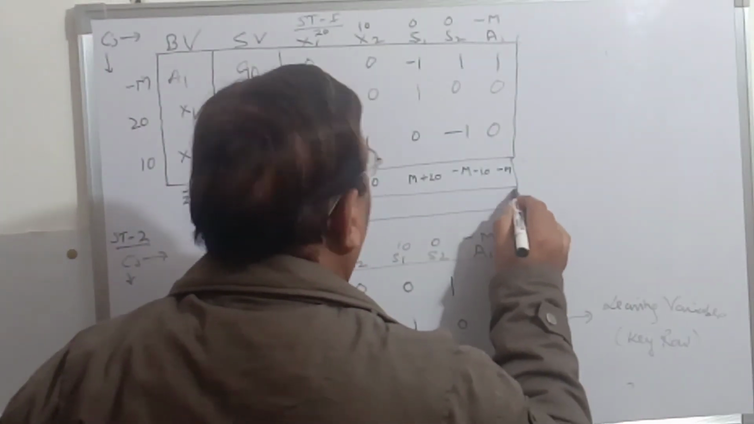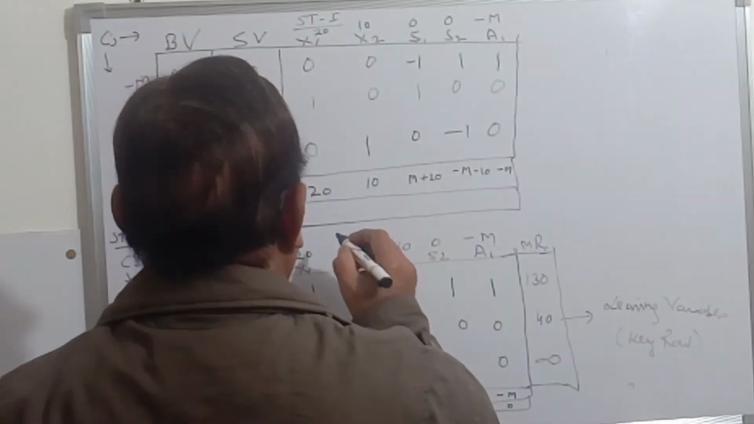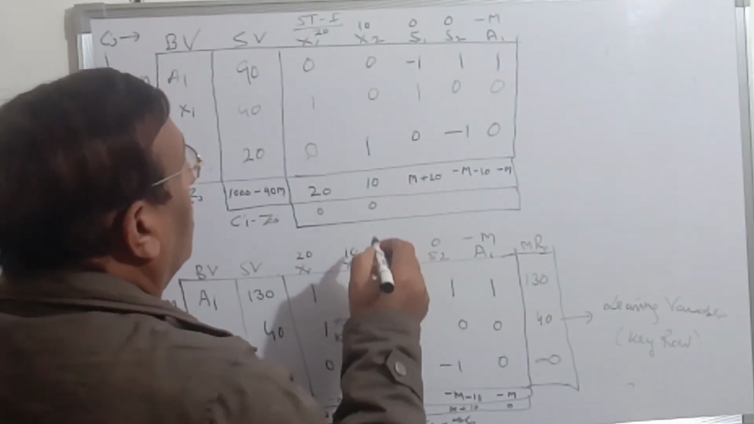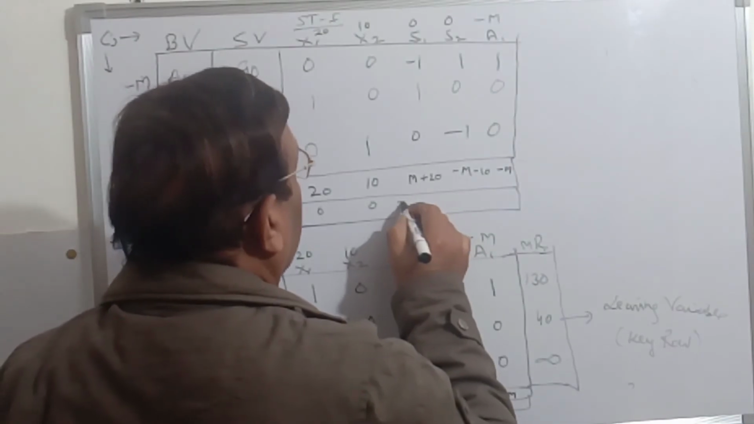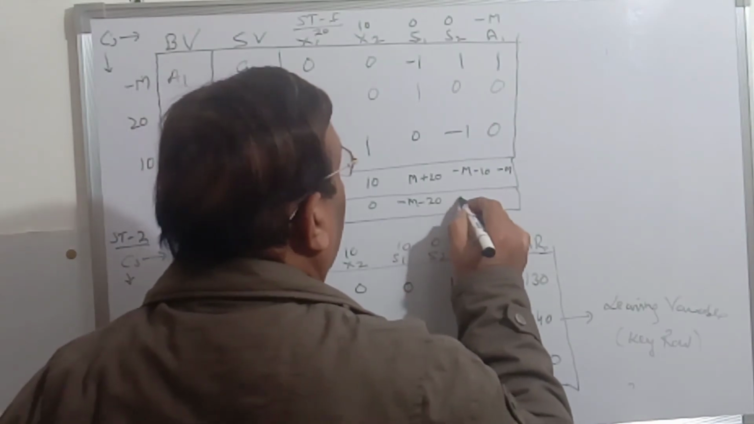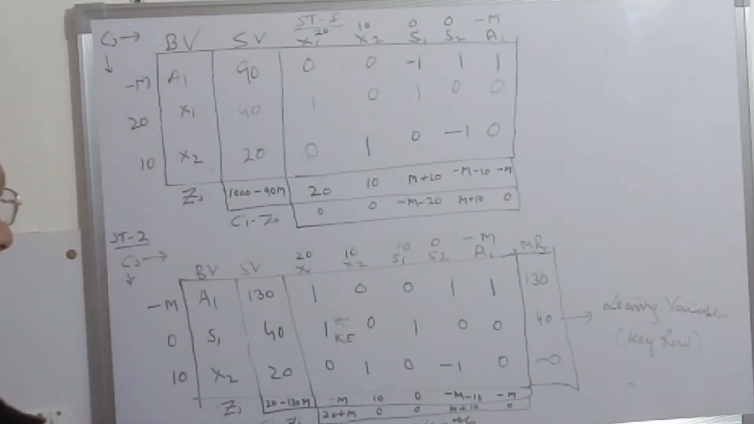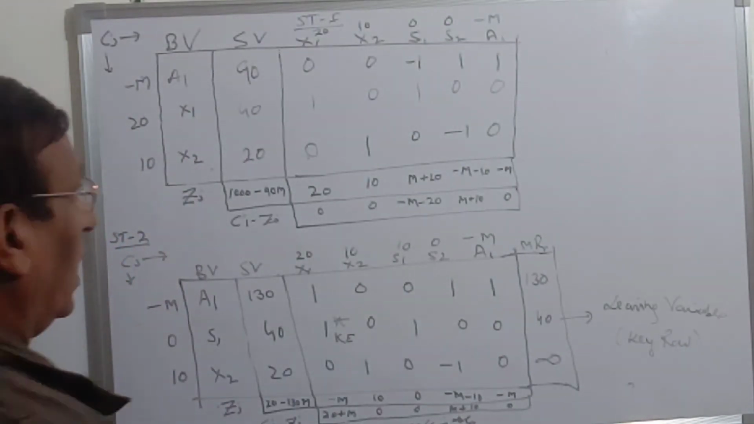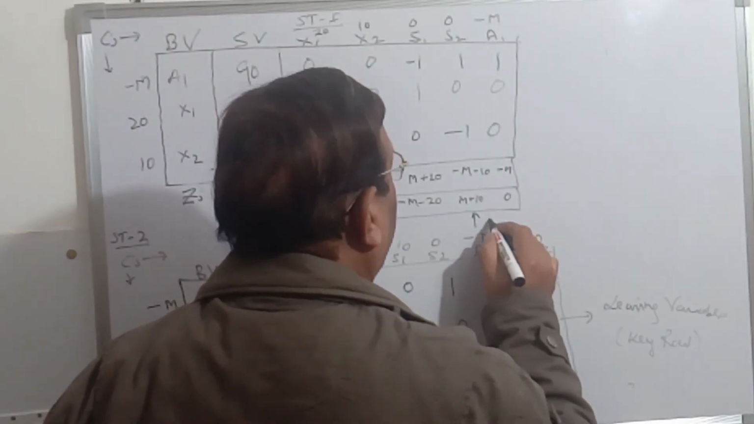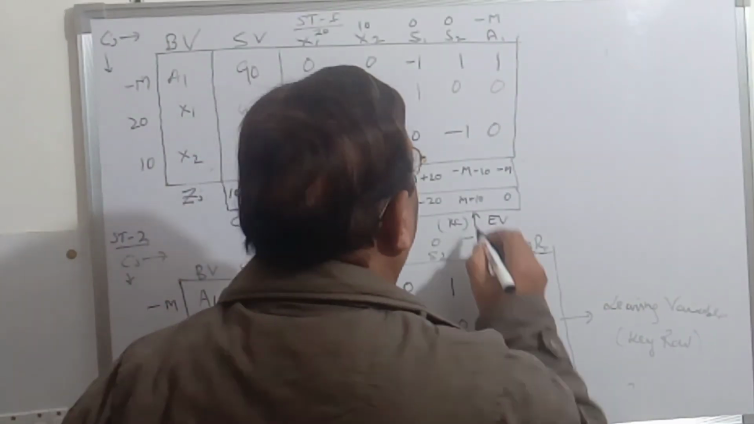Now Cj minus Zj, this is Cj, 20 minus 20, 0, 10 minus 10, 0, 0 minus, this is minus m minus 20, and this is 0 minus, this is m plus 10, and this is 0. Now the most positive number is m plus 10. This is your entering variable, key column, entering variable.